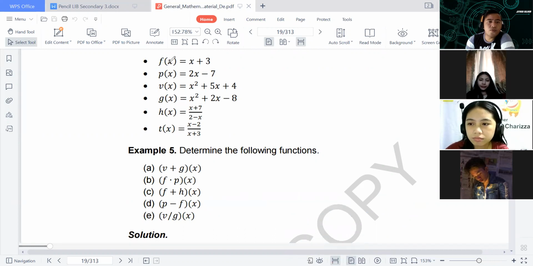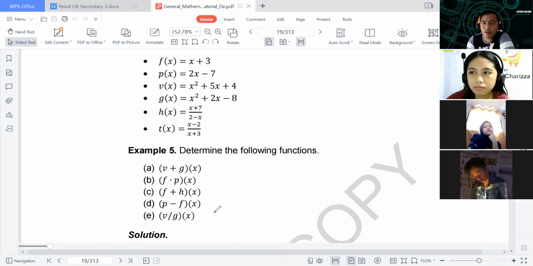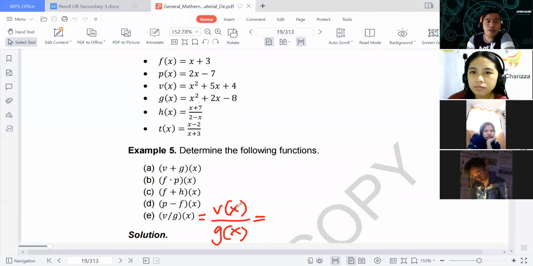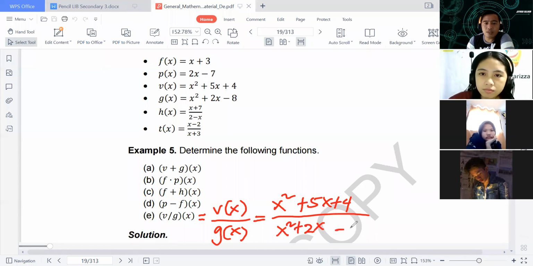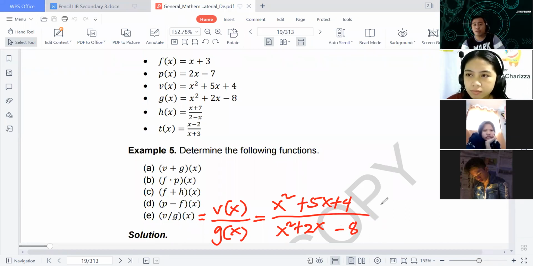No? So for the last one, it will be V over G of X. And we know that this is just V of X over the G of X. And the V of X is defined by this. It is just X squared plus 5X plus 4. While your G of X is given by X squared plus 2X minus 8. Now, if you can simplify your answer, then simplify it.